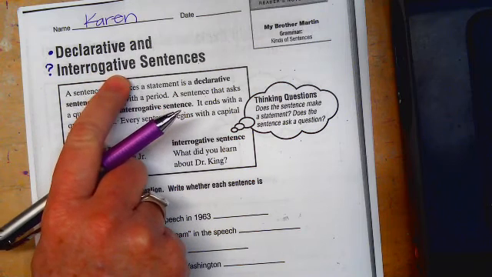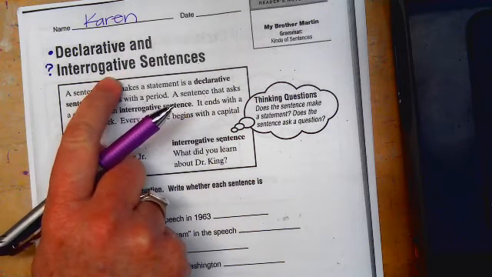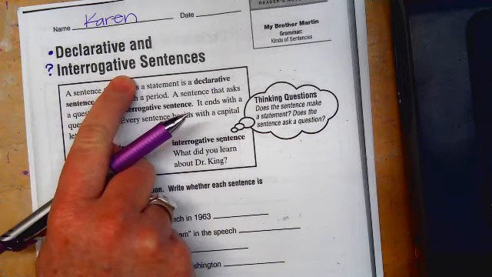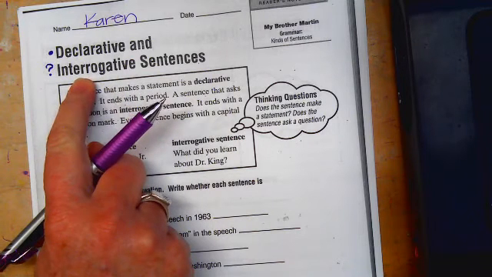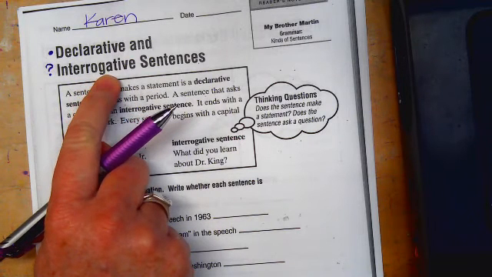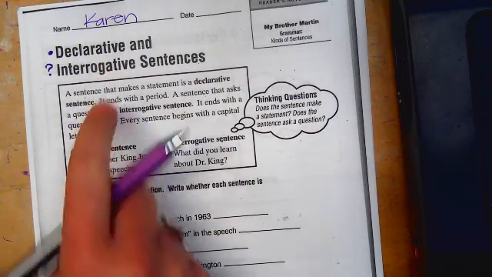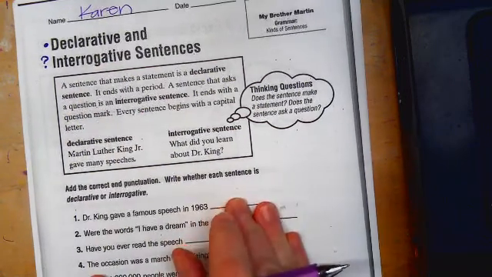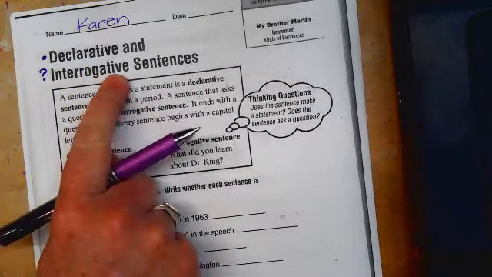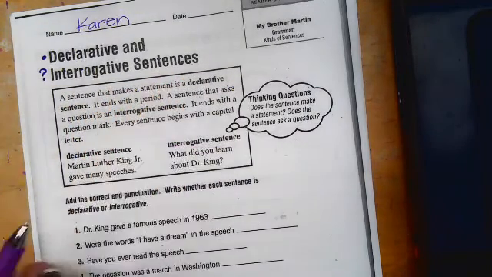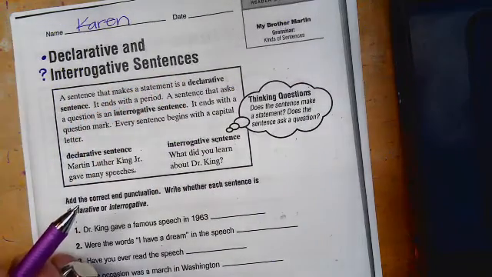An interrogative sentence ends in a question mark. So interrogative, you've probably heard of the word interrogate, right? If somebody gets captured, let's say you're a spy and you get captured, you might get interrogated, which means that they're just going to ask you lots of questions. So interrogative means question sentences, right?